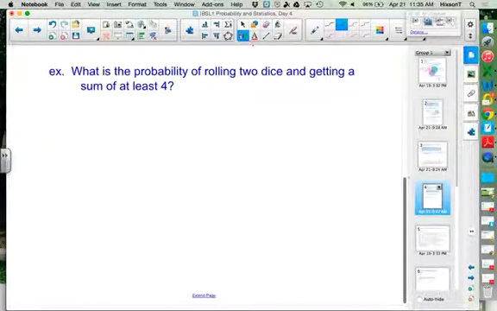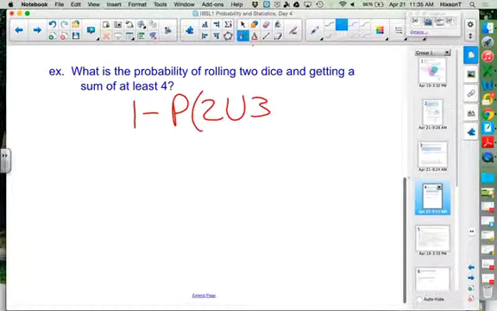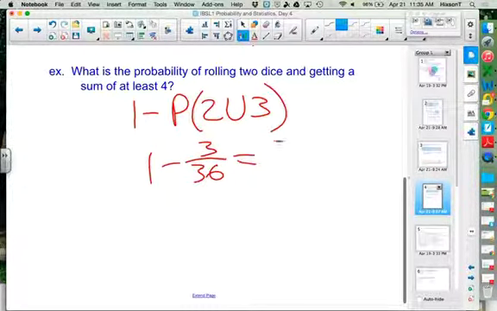what's the complement of at least 4? 2 or 3. You could do 1 minus the probability of 2 or 3. There's 1 chance out of 36 of getting 2 and 2 out of 36 of getting 3, so minus 3 out of 36. That's 3 out of 36, or 1 in 12.